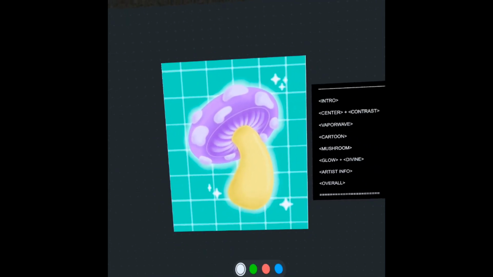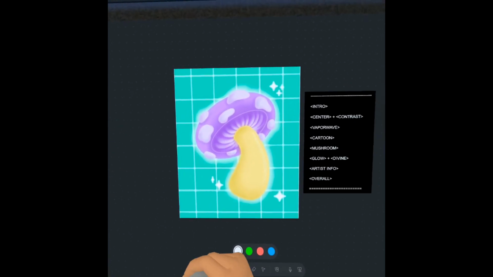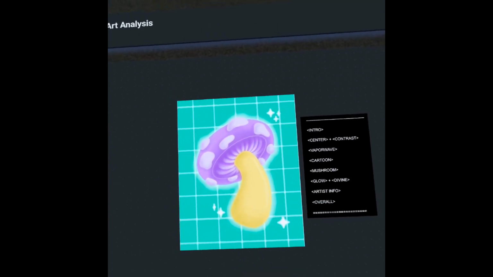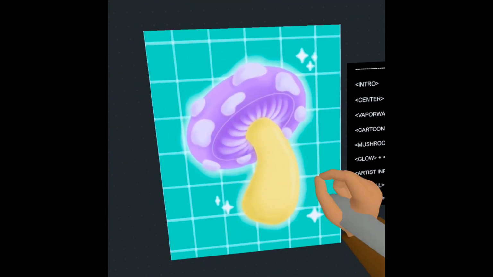Today we're going to be looking at a piece from a smaller artist. She does a lot of digital paintings, and so let's jump right into it. So in our initial introduction, we're obviously met with this massive mushroom, right?